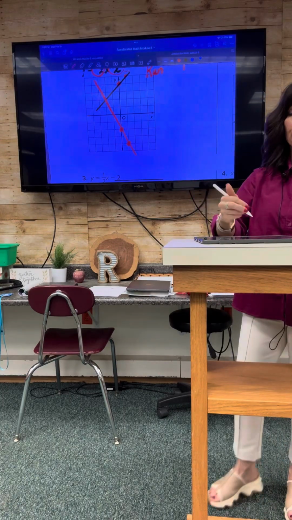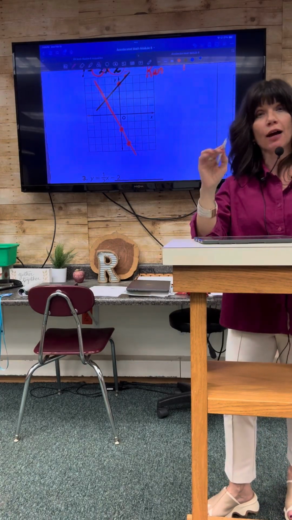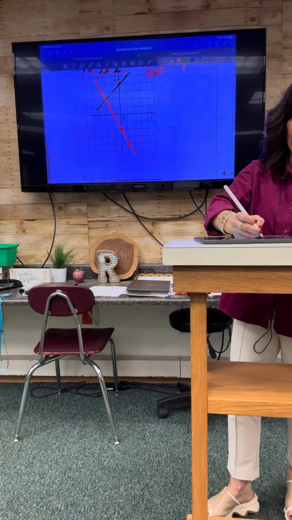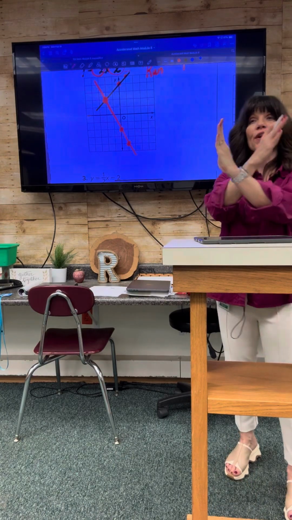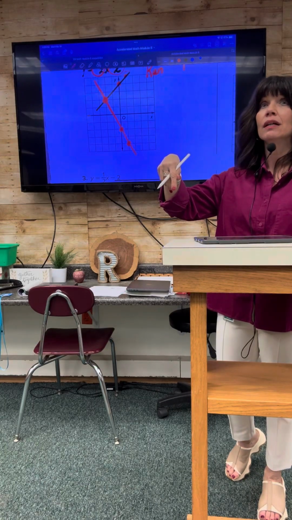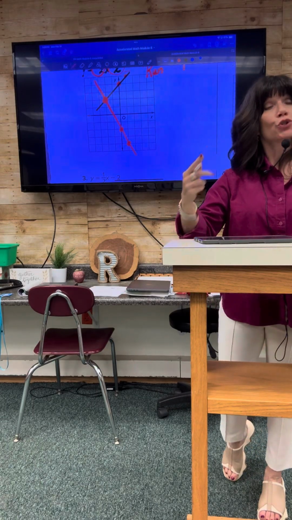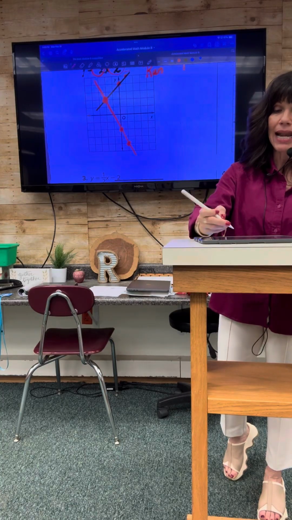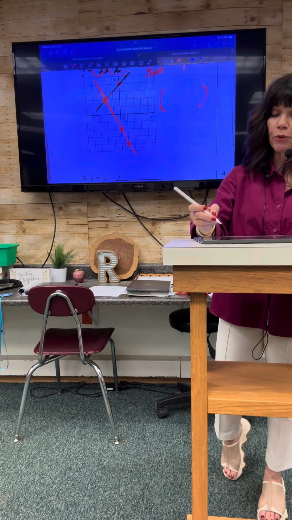Now, plot that point on your paper. You don't have to plot that point on your graph later, although it could be one of your points. The place where these two lines intersect is the what? The solution to both equations. Name the solution to both equations.